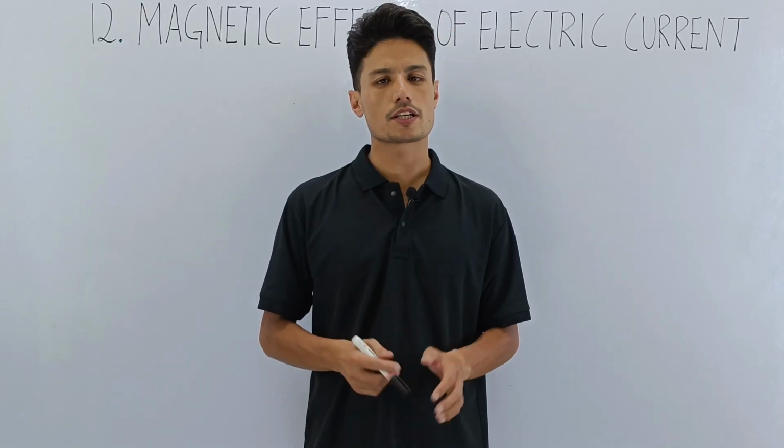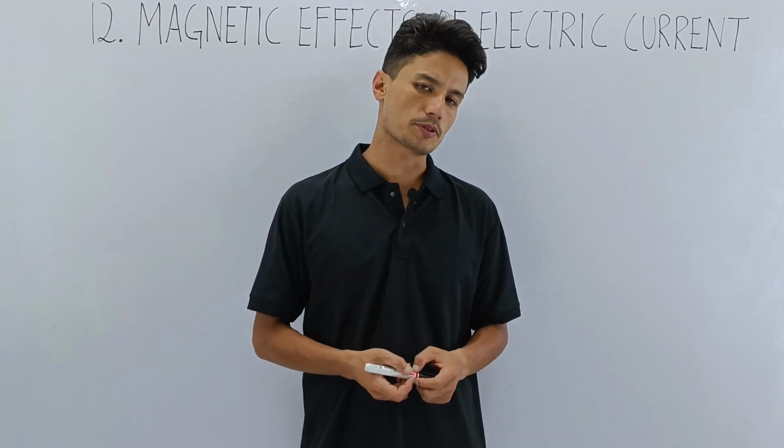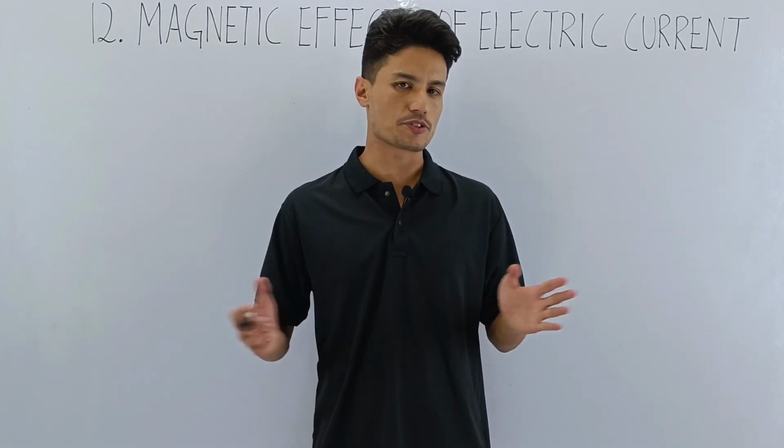So today we'll be starting chapter 12. The name of the chapter is Magnetic Effects of Electric Current.